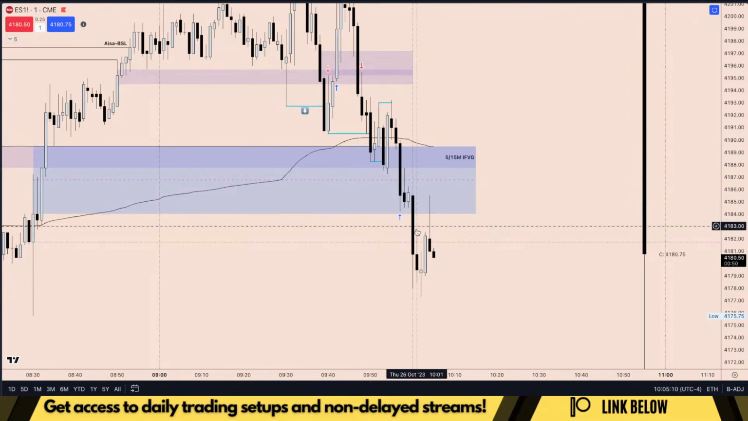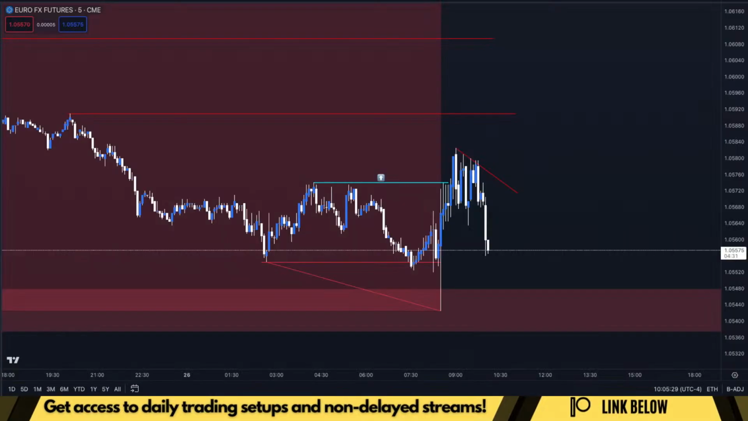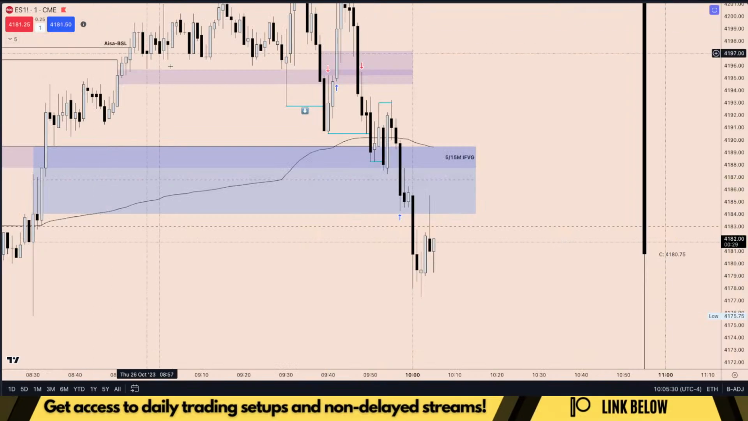Alright, we hit a bearish value gap right here, paired with the 5-minute inversion, New York midnight. Kind of missed that. Would have been a nice continuation short, like a little silver bullet, but maybe I missed it for a reason. You can see the DXY is still trending higher.